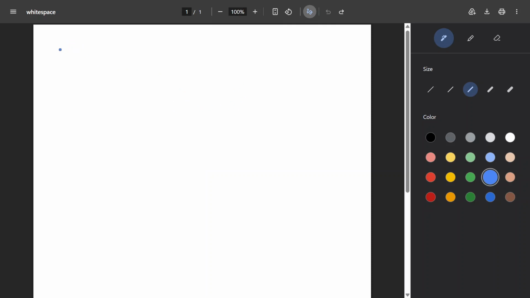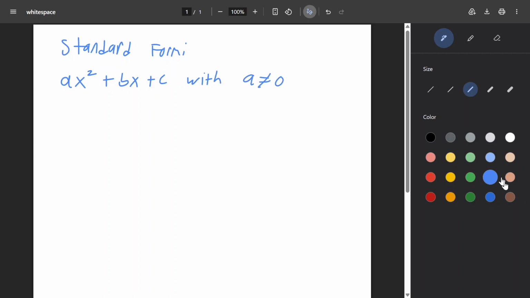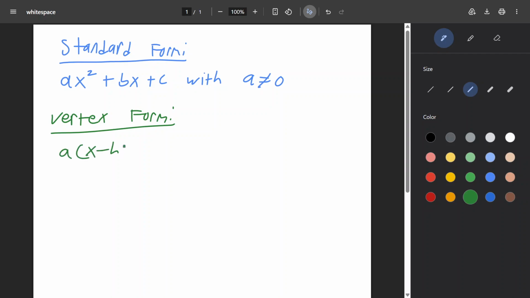Today I wanted to show you how to convert a quadratic from standard form, which is just ax squared plus bx plus c with a not equal to 0, to vertex form, which is just a times (x minus h) squared plus k, again with a not equal to 0.